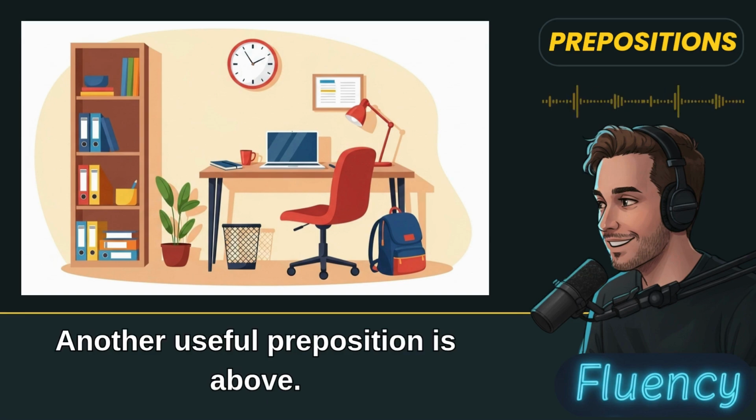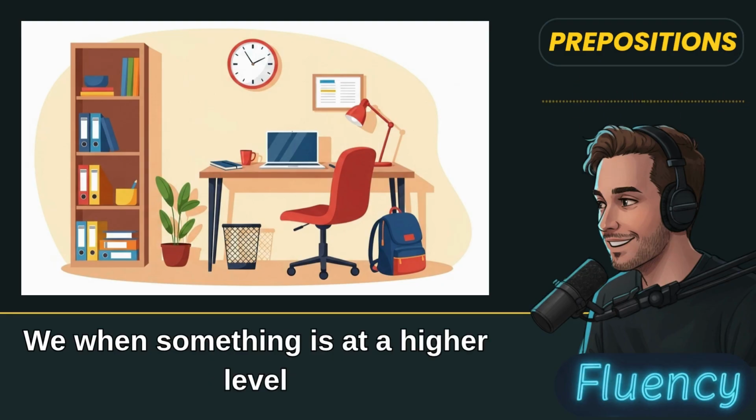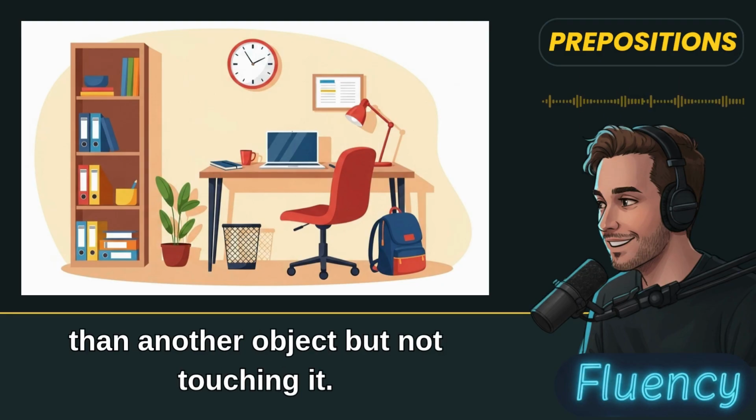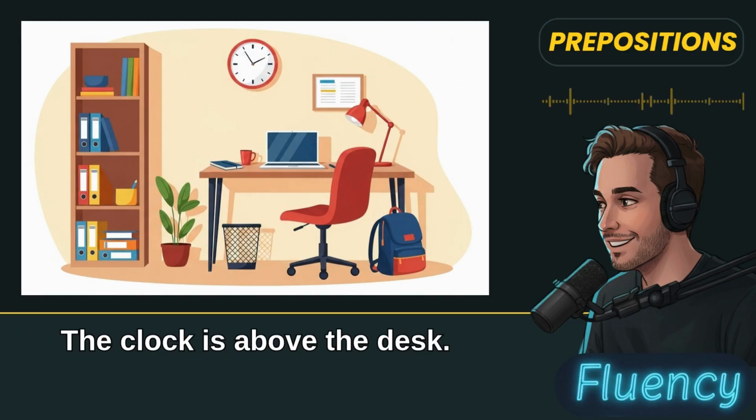Another useful preposition is above. We use above when something is at a higher level than another object, but not touching it. On the wall, there is a clock above the desk. Repeat. The clock is above the desk.